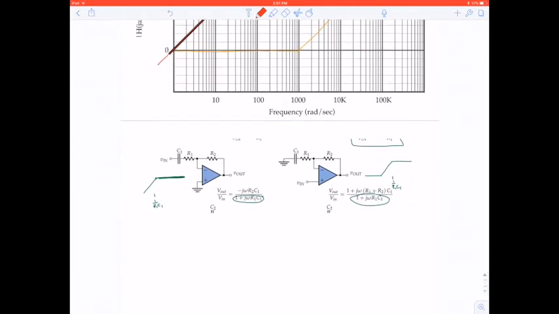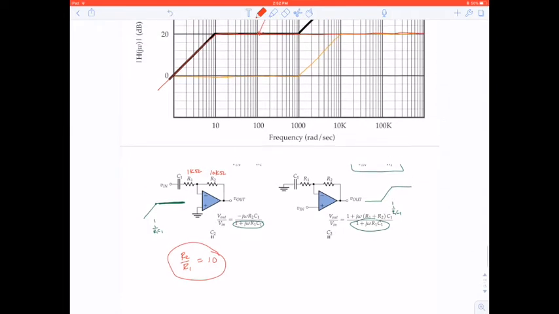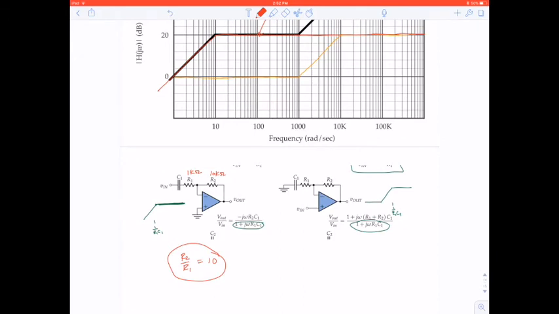And so what we would like is for R2 over R1 to be equal to 10. And so we can choose values for R2 and R1. Here we could choose, say, 10 kilo ohms for R2. We could choose 1 kilo ohm for R1, and then we would get a gain of 10 in the midband, which is what we are interested in.